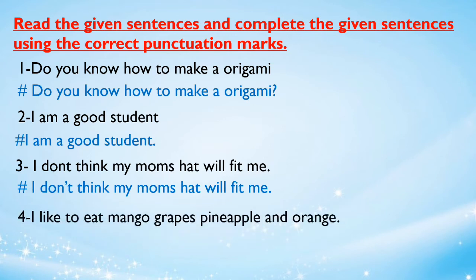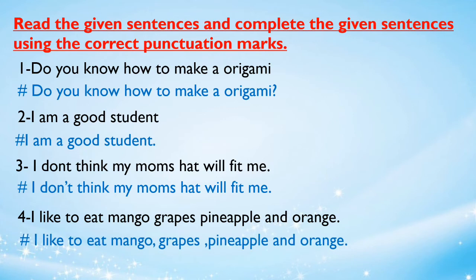I like to eat mangoes, grapes, pineapples and oranges. Here it shows some fruits, so we use a comma to separate these items. I like to eat mangoes, grapes, pineapples and oranges. I hope you got some idea about how to use punctuation marks.